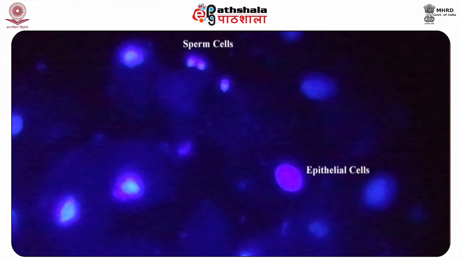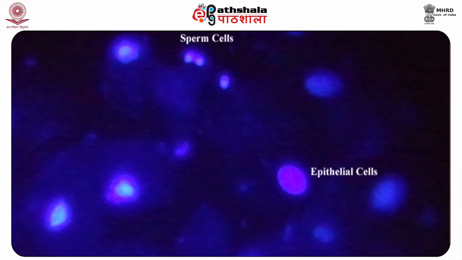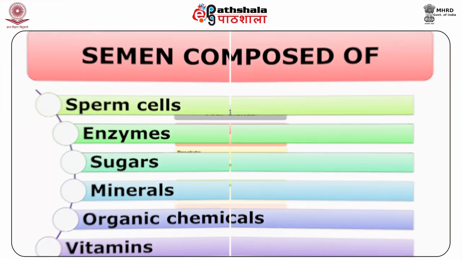Semen identification is useful as evidence in sexual assault cases. It can prove that the sexual assault crime was committed. It can also help identify the criminal. Semen is composed of several components, including sperm cells, enzymes, sugars, minerals, organic chemicals, and vitamins.